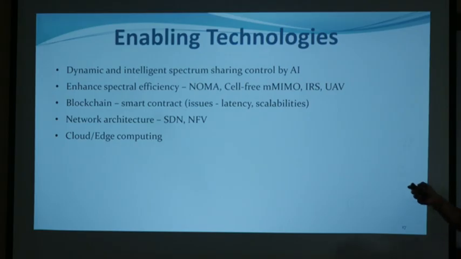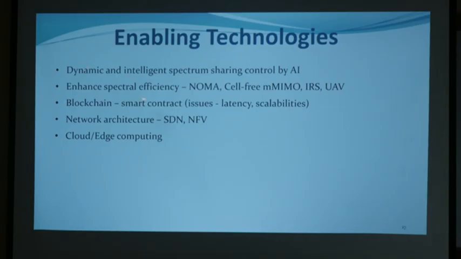What this does is, by deploying the intelligent reflecting surface in the environment, you can tune the environment such that the spectral efficiency of the user, or the coverage of the user, can be enhanced. So here the IRS will be tuning the environment such that the spectral efficiency is enhanced. And UAVs, as I said, can be deployed to give coverage.